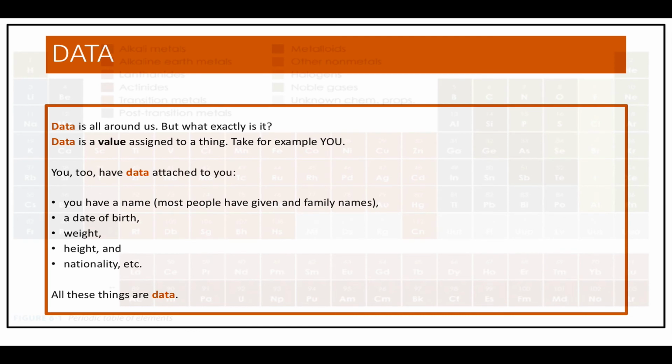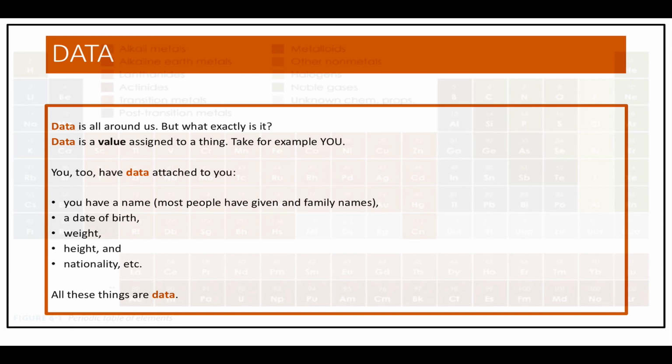Let's talk about data first. Data is all around us. But what exactly is it? Data is a value assigned to a thing. Take, for example, you. You too have data attached to you. You have a name. Most people have given and family names, maybe married names, maybe nicknames, maybe names we don't really want to share with everyone.